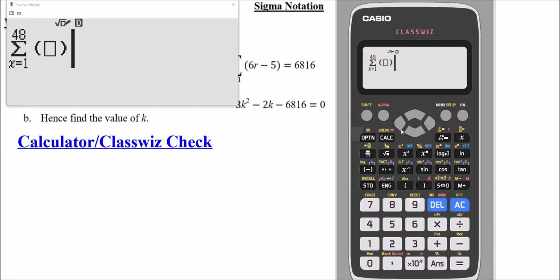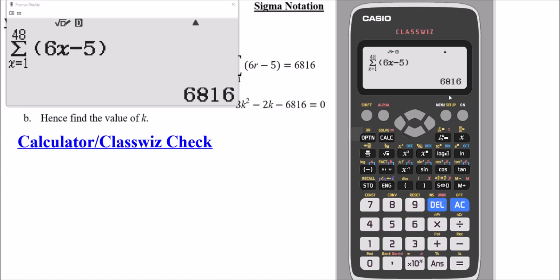Keep skipping past it. There it was. Apologies. 6x minus 5. Does 48 work? Does it give us 6816? Yes, it does. Big relief. We've checked our answer. It works. Thank you, examiner. Put some marks in my account.